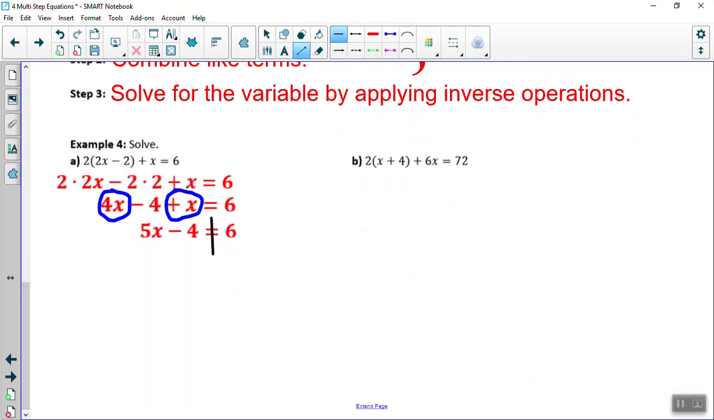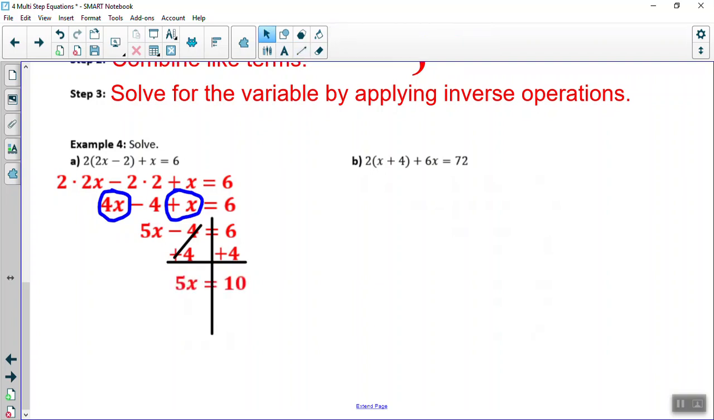I'm going to draw my line through. And now I can solve to isolate this term. So I'm going to add 4 to both sides. That leaves me with 5x equals 10. Now I can divide both sides by 5, which cancels out these 5's. And then we're left with x equals 2.